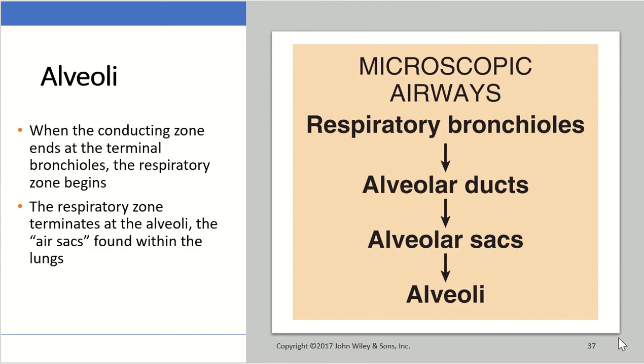So now that we've mentioned it, let's talk about those alveoli. All right, this is going to be when the conducting zone ends at the terminal bronchi and the respiratory zone begins. So the respiratory zone is going to terminate at the alveoli. These are going to be the little air sacs that we find within the lungs. So here we can see an even further breakdown of the microscopic airway that we see with our respiratory bronchioles giving way to our alveolar ducts, into our alveolar sacs, into the actual alveoli themselves.